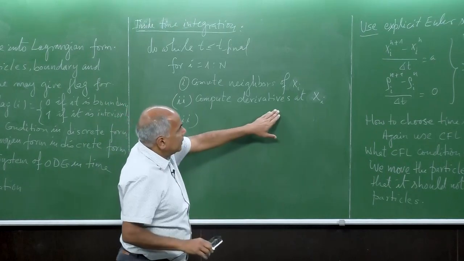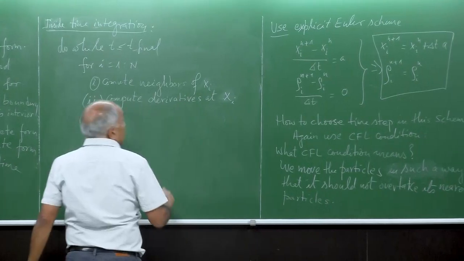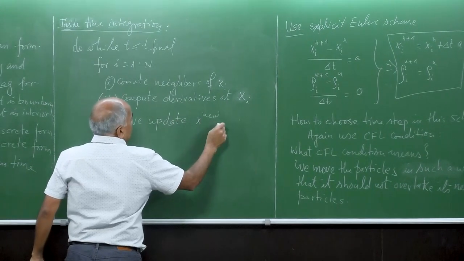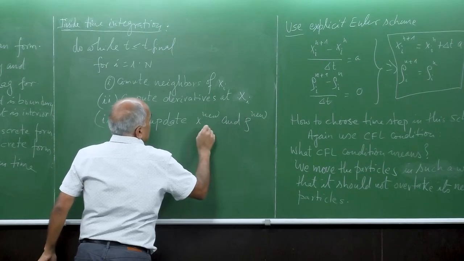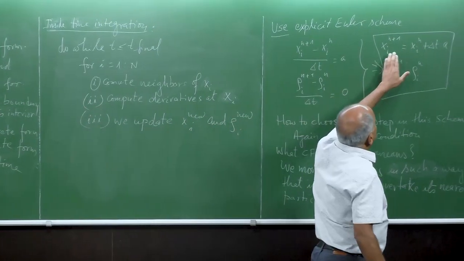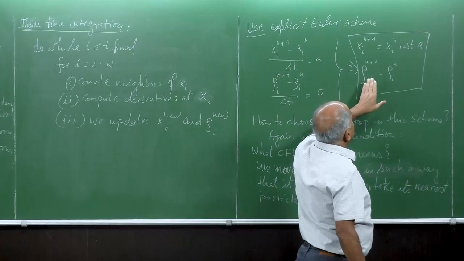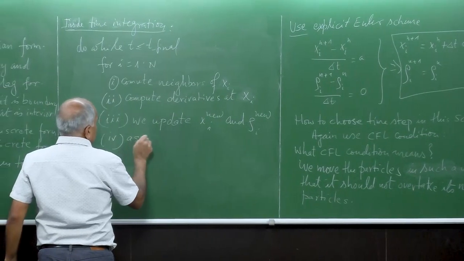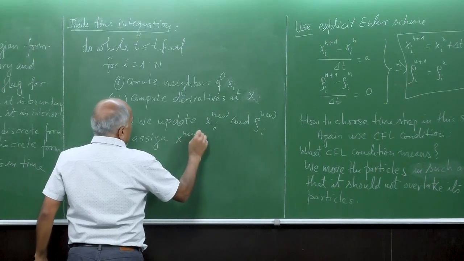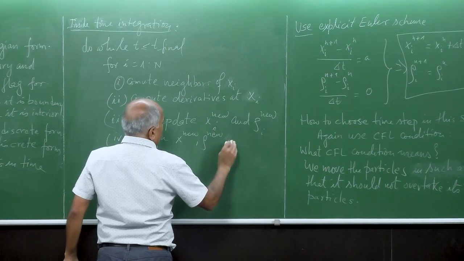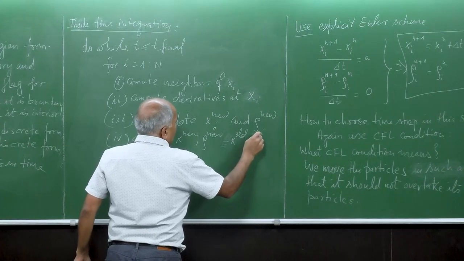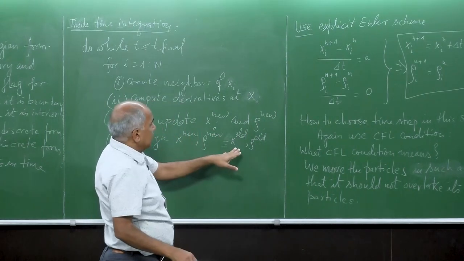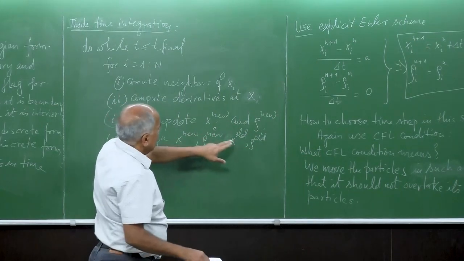Third, once we compute the derivative, we plug into the right hand side, and then we update x new and rho new for i. Updating means x new is equal to x old plus delta t times a, rho new is equal to rho old. That's all. Then assign x new, rho new as x old, rho old. So old means now x_n, and x new is x_(n+1), x old is x_n, rho new is rho_(n+1) and rho old is rho_n.